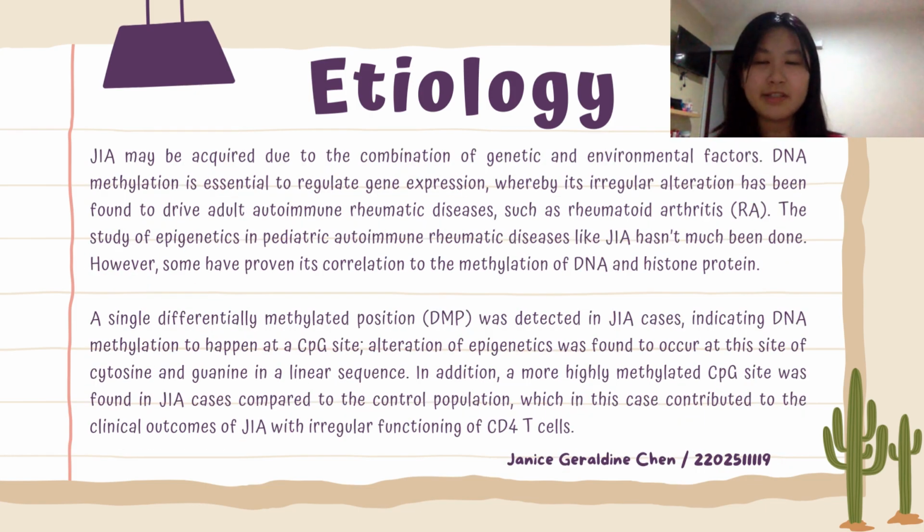Greetings, doctor. My name is Chen with the last three digits 119, and today I'm going to explain about the etiology of JIA concerning epigenetics. JIA may be acquired due to a combination of genetic and environmental factors. DNA methylation is essential to regulate gene expression, whereby its irregular alteration has been found to drive adult autoimmune rheumatic diseases such as RA. The study of epigenetics in pediatric autoimmune rheumatic diseases like JIA hasn't been much done.